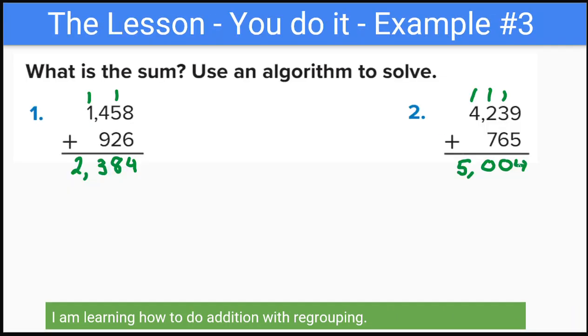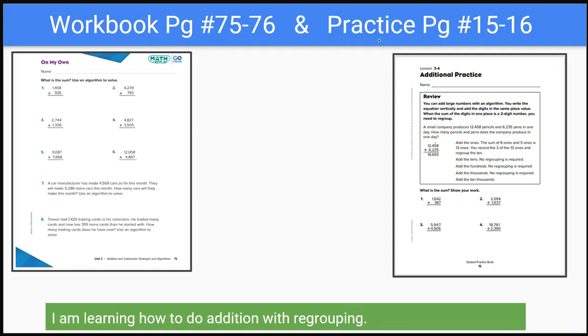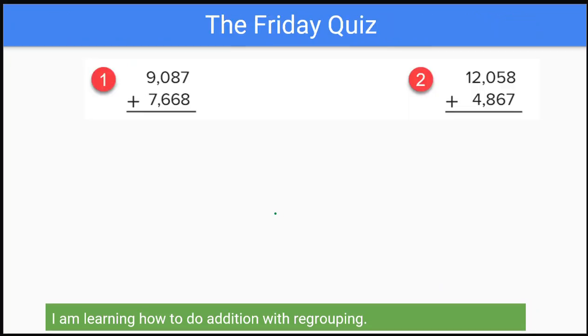Now, if you like to do one of the other ways that we've learned earlier, you can do that. Whatever makes you happy, just get the right answer. Kids, today in class, we're going to do workbook pages 75 and 76. You're going to do practice pages 15 and 16. You are learning how to use the algorithm to do addition with regrouping. This week on the Friday quiz, you're going to see these right here. And I think I'm just going to do one with you, okay? But I want you to help me out.